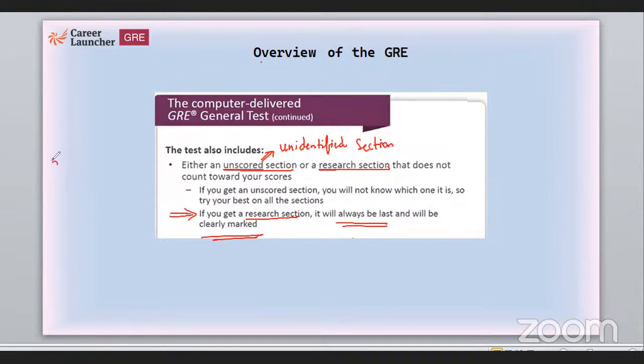So you can expect three verbal and two quant sections, or you can expect three quant and two verbal sections. This third section of either verbal or quant will be the unscored one. But out of the three sections of either verbal or quant, you will not know which one is the unscored one. So you have to perform in the same manner as you perform in the other ones. Okay. Any doubts in this part, Nima?